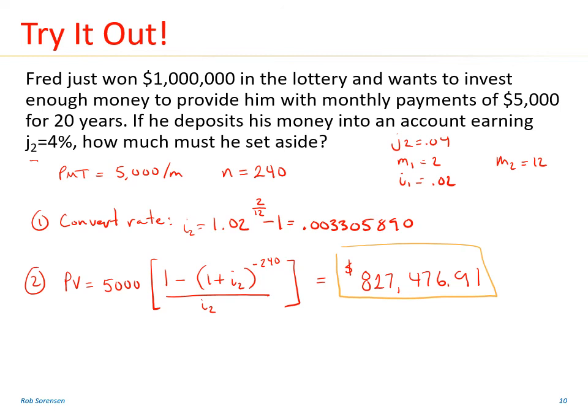That's it for general annuities. Go ahead and practice lots of those and finish up the chapter and work through the chapter review as well.